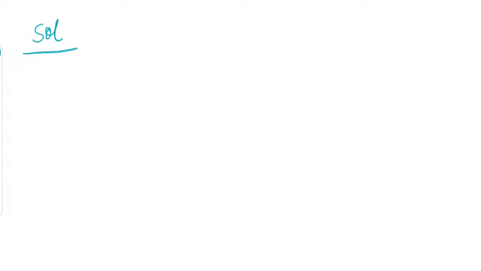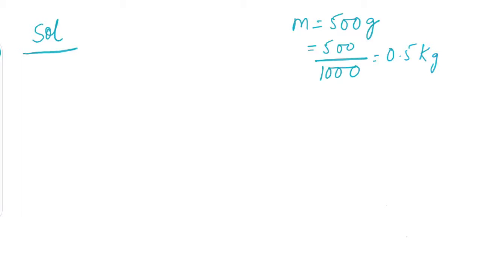So the question was a stone of mass 500 gram. Let us convert it to kg, 0.5 kg, thrown vertically upwards with velocity of 15 meter per second. You have to calculate the potential energy at the greatest height and the kinetic energy on reaching ground and the total energy at its halfway point. So this is my question in short.